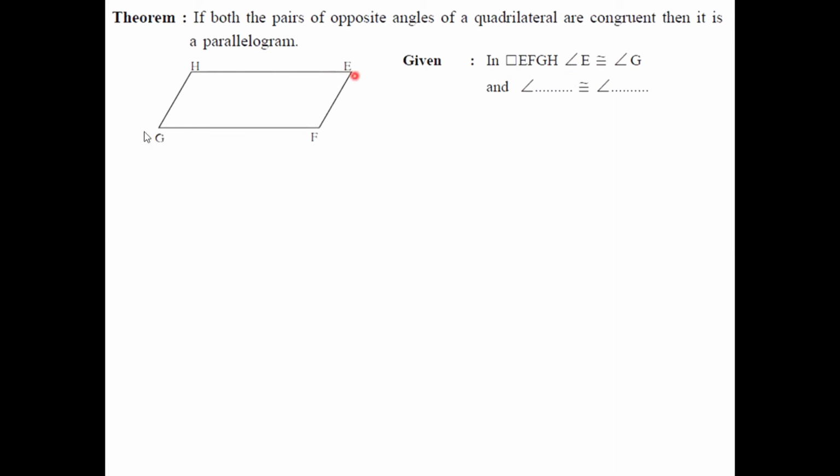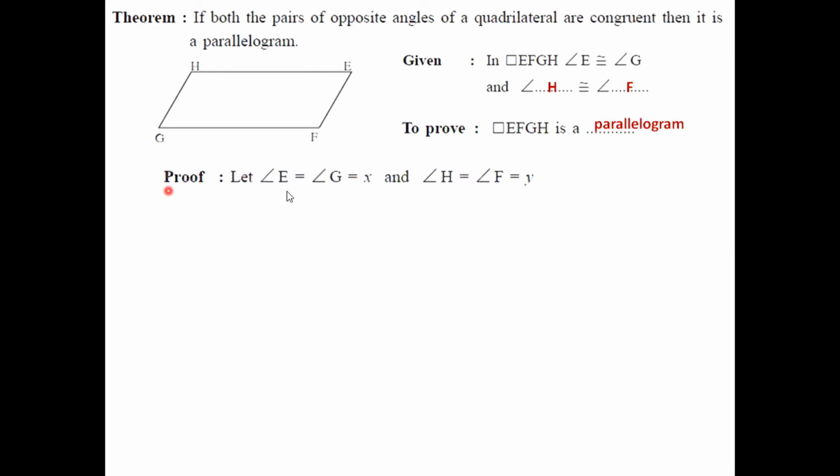So this is the first pair of opposite angles. The second pair of opposite angles is angle H and angle F. So here it is given that both pairs of opposite angles of this quadrilateral are congruent. Now we have to prove that quadrilateral EFGH is a dot dot. So by this statement, we can fill this in: we have to prove quadrilateral EFGH is a parallelogram.